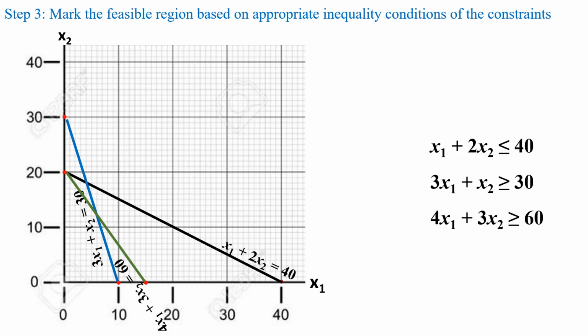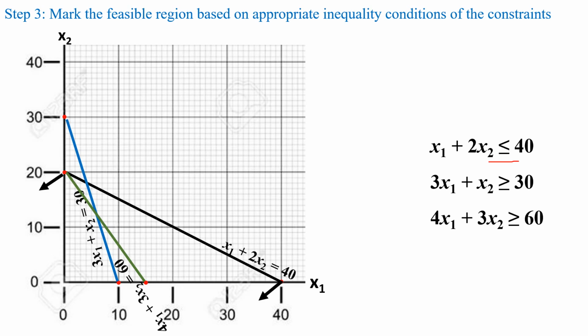Next step is to mark the feasible region based on the appropriate inequality conditions of the constraints. In the first constraint, the inequality symbol is less than or equal to. So we have to consider the region below the line. So below this line we have to consider the solution of the first constraint.